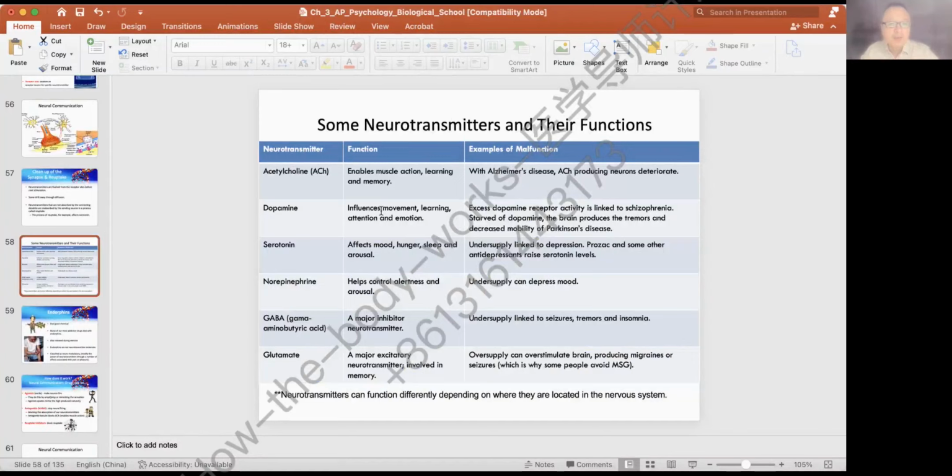Inhibitory neurotransmitter. For your better memory, I think first please remember GABA. GABA's full name is gamma aminobutyric acid, which is a major inhibitory neurotransmitter.